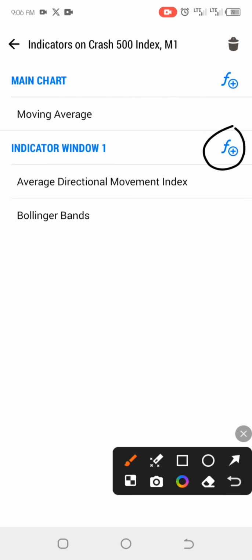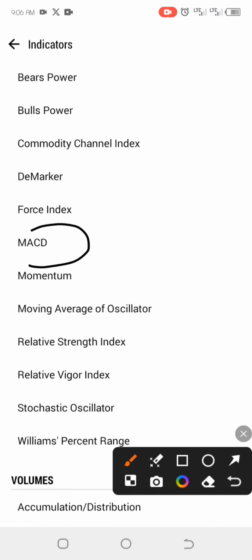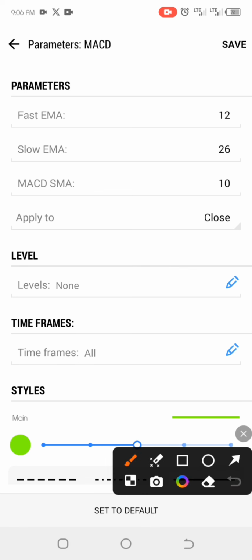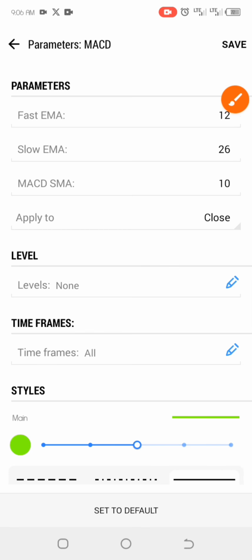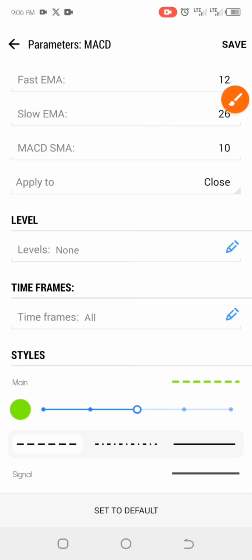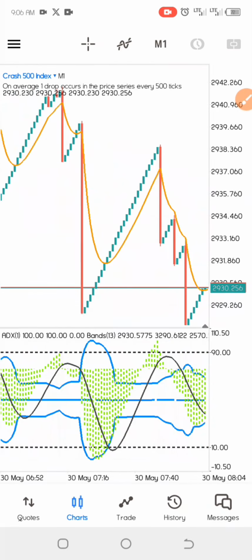Now to the last indicator, we do the same thing by clicking on this icon. When you click on it, scroll down, search for your MACD, and click on it. Now for the MACD, the fast EMA is 12, the slow EMA is 26, and the MACD SMA is 10. Apply to close. Of course, for the style, use any color of your choice, and for the main and the signal, use any color of your choice, and make sure you set it as 3 pixels, and then click on save. Then you're going to have all the settings you need for the strategy. So this is all the settings we are going to use. Then let's proceed with how you can now use the strategy.